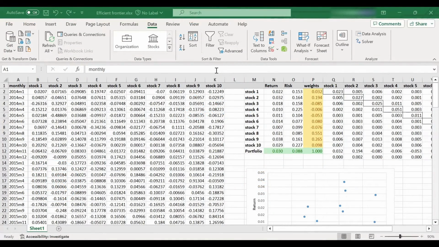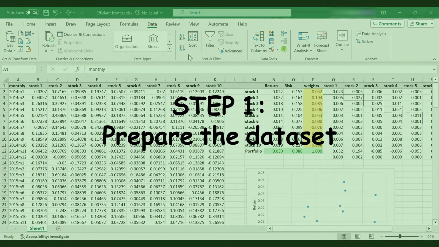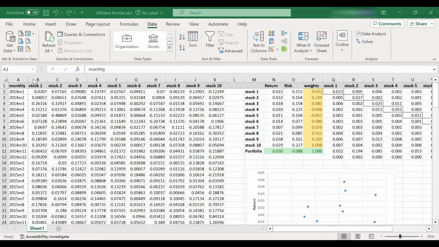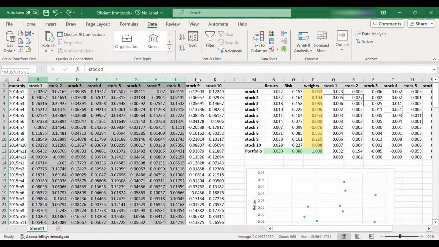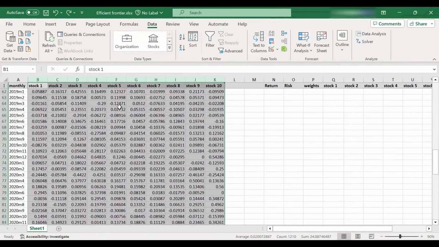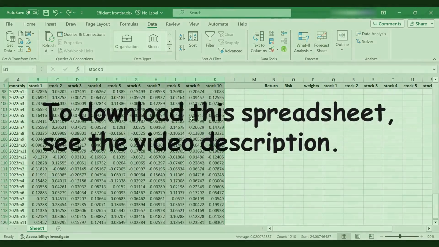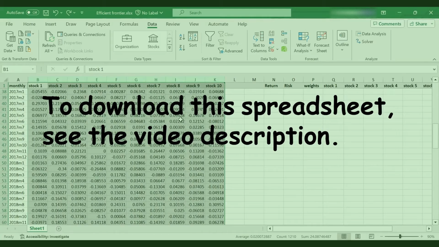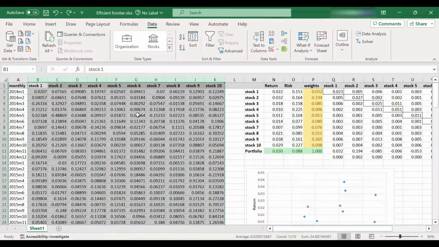Okay, let's get started. The first step is really to prepare the dataset. In this tutorial, I'll be focusing on a market with 10 stocks. And I have randomly picked 10 US stocks. And I've downloaded their monthly returns over a 10-year period. So I've got 120 observations in total. But our approach would work with any number of stocks and over any sample period.